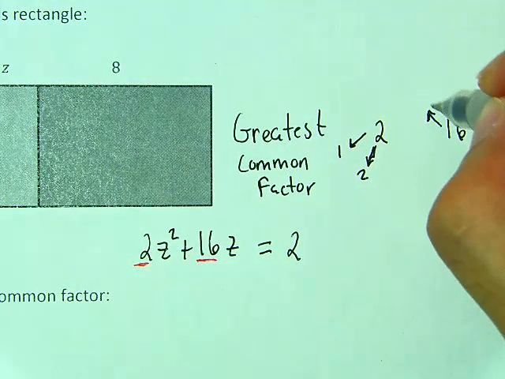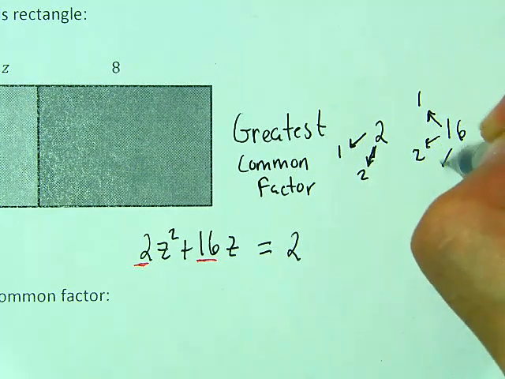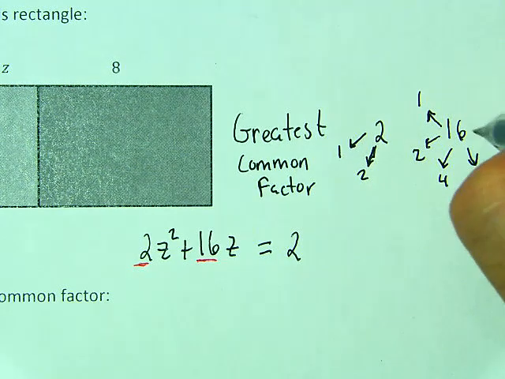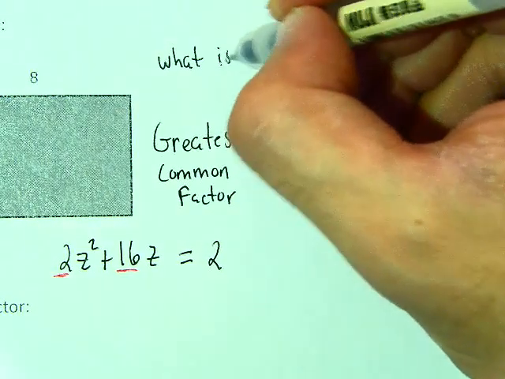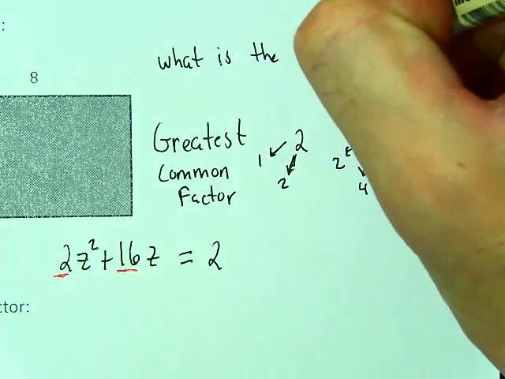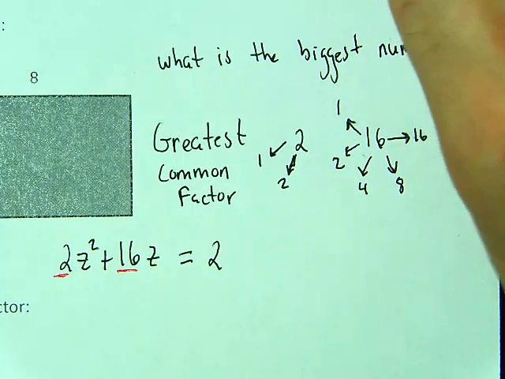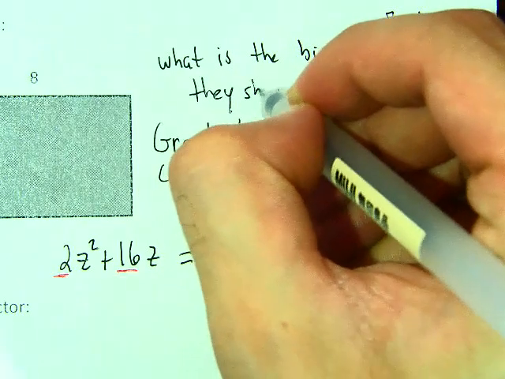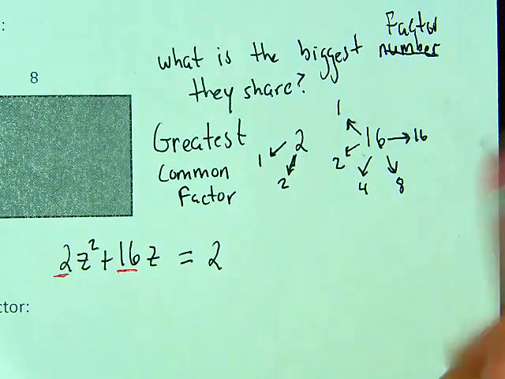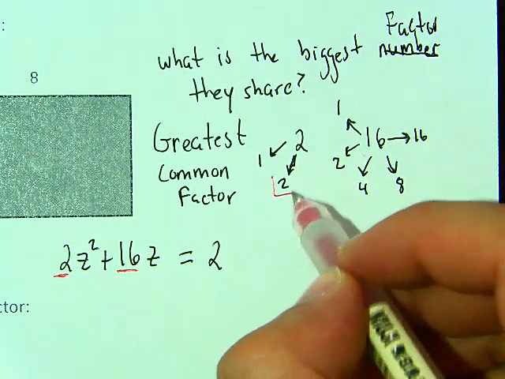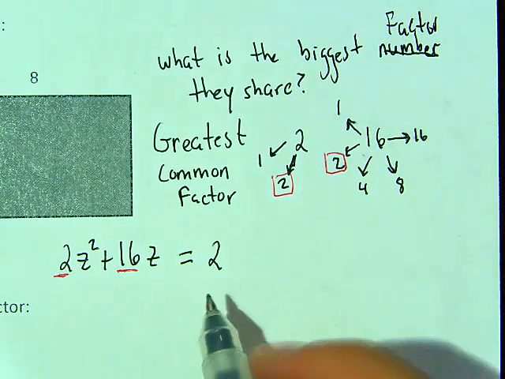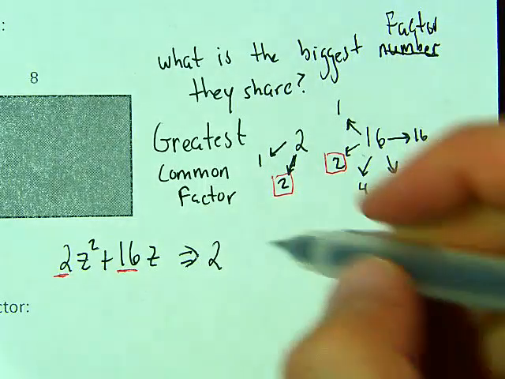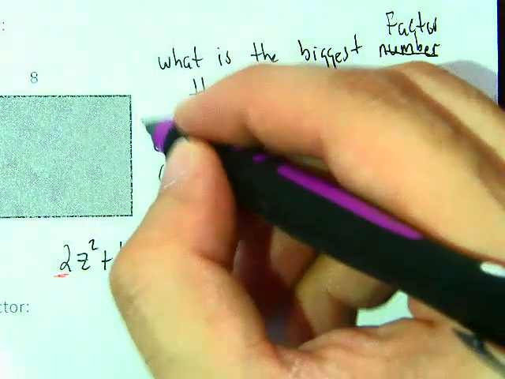But what numbers, when you multiply, give you 16? It's 1, 2, 4, 8, and 16. And if I were to ask you, what is the biggest factor they share? Take a second and pause the video, but the biggest number they share is that 2. So 2 is the greatest common factor of 2 and 16. So then I put a 2 over here. So just to find the greatest common factor, that's what we want to do.